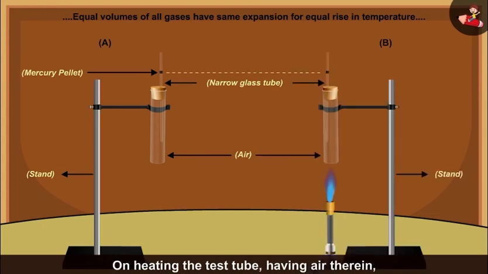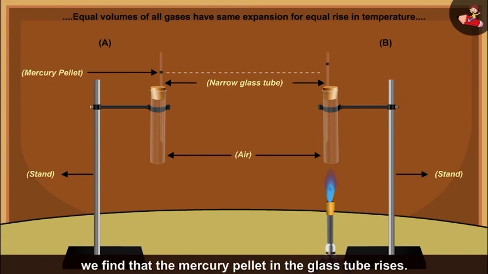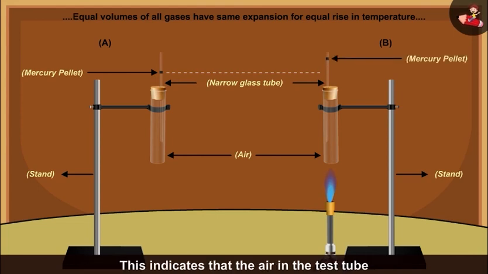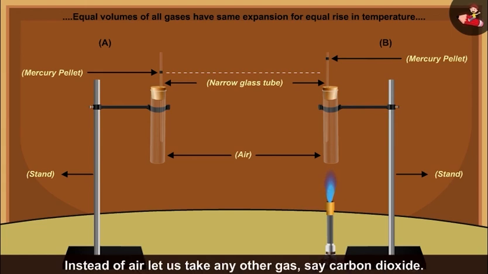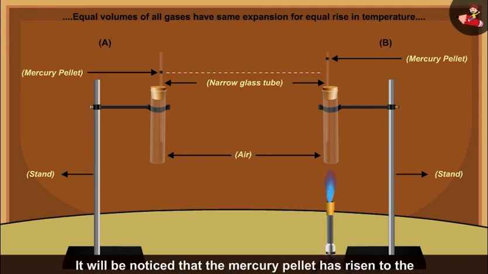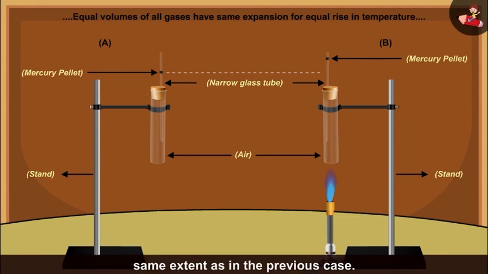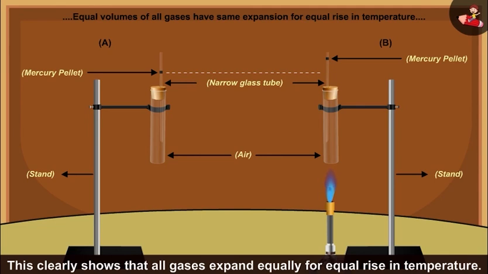On heating the test tube, having air therein, we find that the mercury pellet in the glass tube rises. This indicates that the air in the test tube and the glass tube expand on heating. Instead of air, let us take any other gas, say carbon dioxide. It will be noticed that the mercury pellet has risen to the same extent as in the previous case. This clearly shows that all gases expand equally for equal rise in temperature.